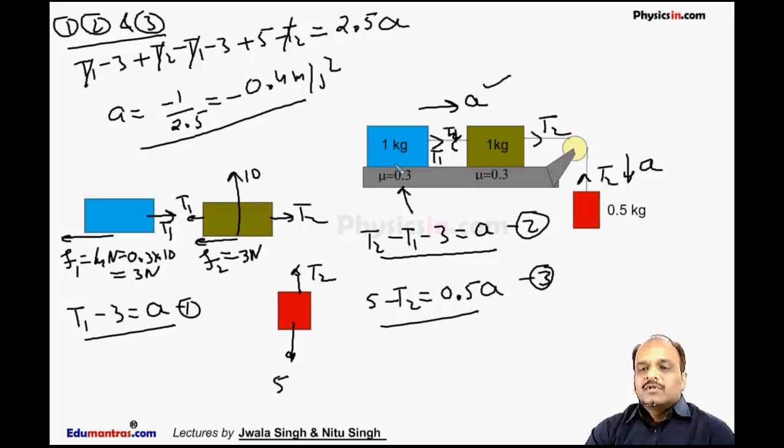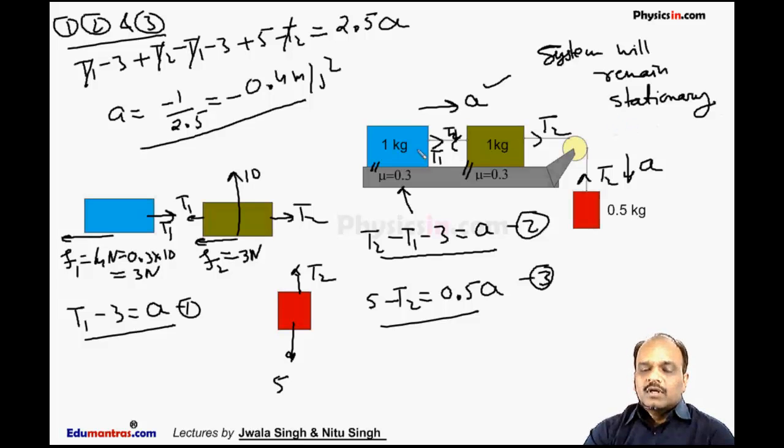Friction can stop them. So it means the two blocks will remain stationary. Either they are stationary, or they move in forward direction. We have taken this friction as 3 Newton. So this friction is actually not the limiting friction. This must be the static one. So we can say the two blocks will remain stationary. The system will remain stationary. These two blocks can never move backward.